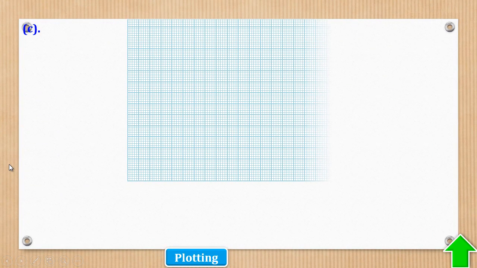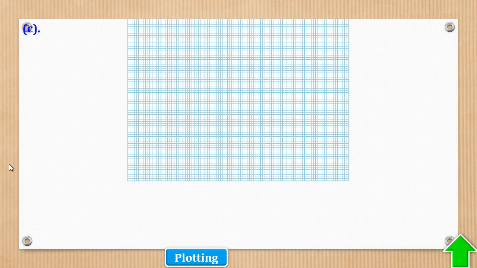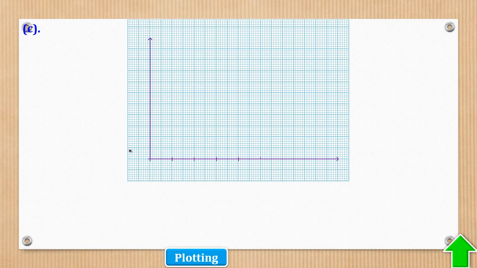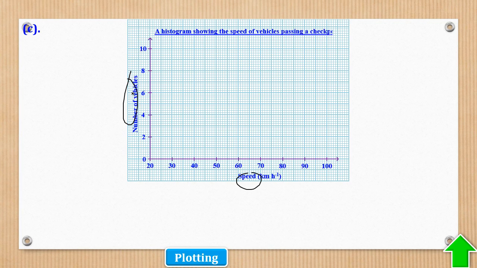and get our graph paper. We draw the axes, horizontal and vertical, then get a scale for the horizontal axis, whereby you must start with the lower class boundary and label the axis. Do the same for the vertical. Get the scale and label the axis. Then you shall need a title of your graph. After that, next is to plot.